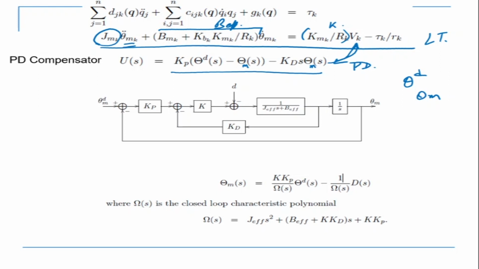So this is theta m, this is theta m, then there is theta m here, theta m here. And on the right hand side, I only have theta d. Theta d is the desired position. Okay, so what comes out is in this form: theta m(s) is equal to K Kp divided by omega, and omega at the bottom is the characteristic equation, which is given by this.